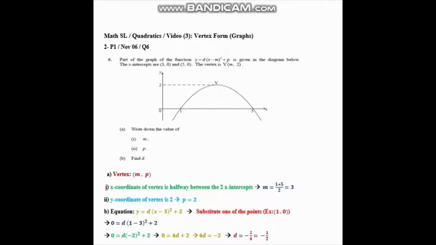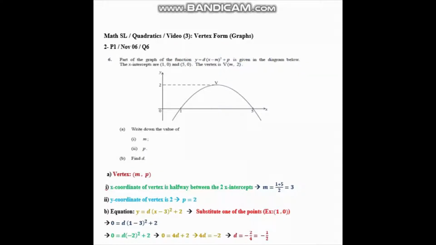So we are given the graph of a function y equals d times (x minus m) squared plus p, and we are given the x-intercepts 1 and 5, or (1, 0) and (5, 0). And we are given that the vertex lies at point (m, 2). We are required to find m and p for question A.